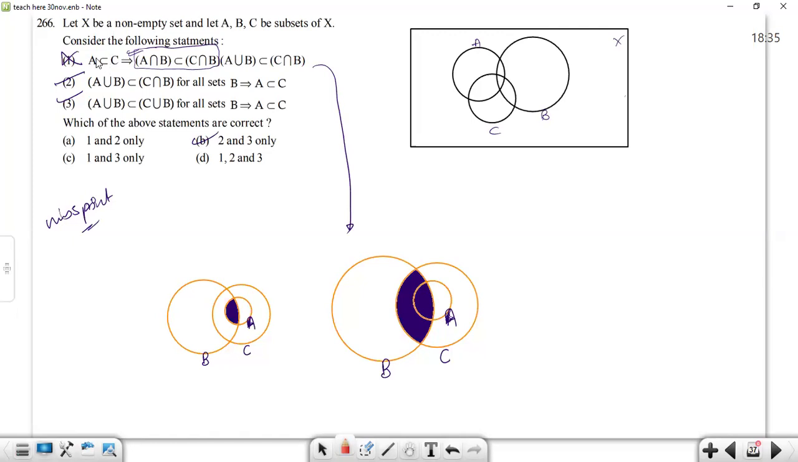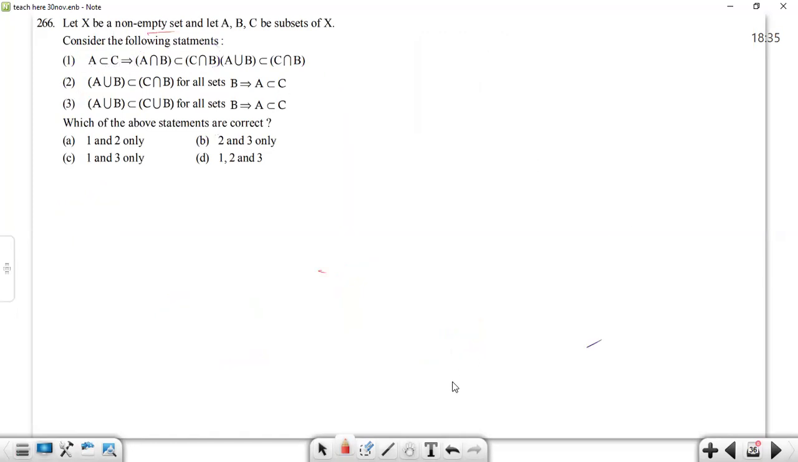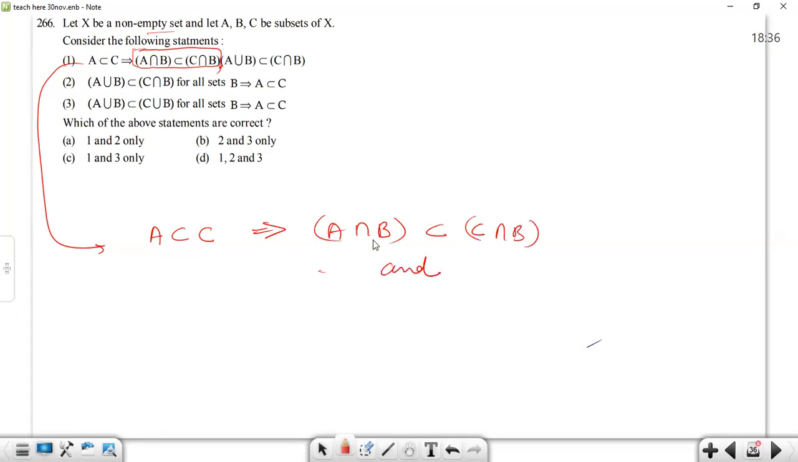So basically, if we observe all the statements which are given to us, first of all there is a misprint error also. There's a comma in between. The first statement says that if A is a subset of C, it implies that A intersection B is also a subset of C intersection B, and A union B is a subset of C intersection B. Now we have to verify whether these two statements are true. If they are true, our first statement will come out as true. Any doubts? No, sir.